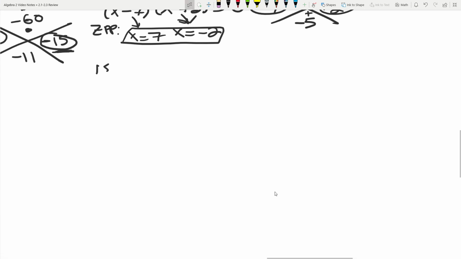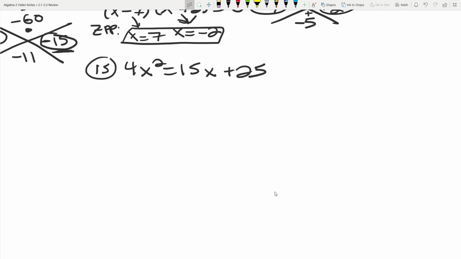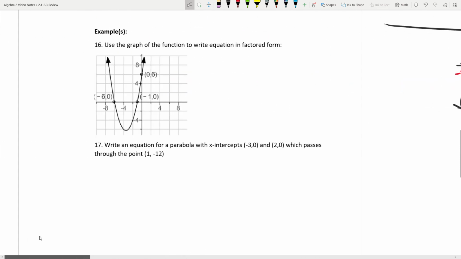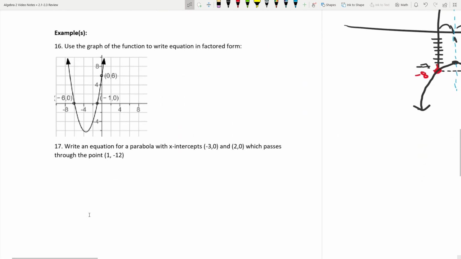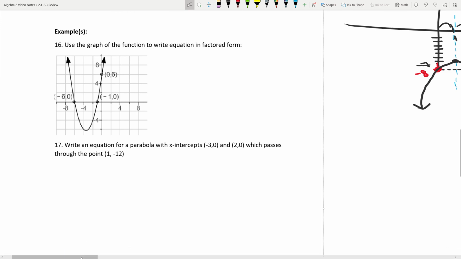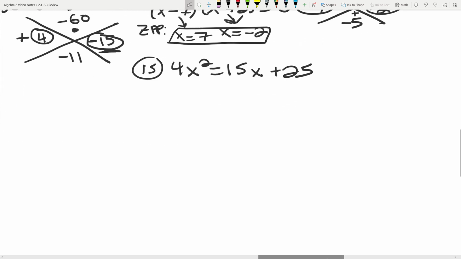All right, so number 15. Let's double check that real quick. Yep, okay. Alrighty, so now this is a quadratic equation because of the x squared, and this is not 0, we need that side to be 0. So I'm going to move the 15x over, I'm going to move the 25 over. So this is a positive 15x, I'm going to subtract it on both sides. It's a positive 25, so I'm going to subtract that on both sides.